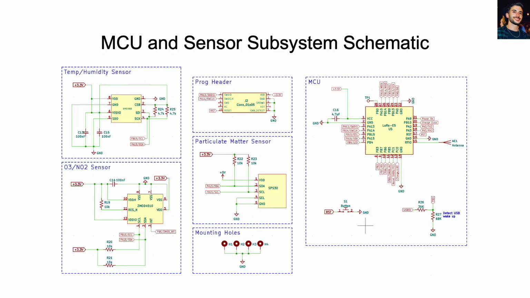This is the MCU and sensor subsystem schematic. On the top left, we have the BME 688 sensor measuring temperature and humidity. The ZMOD 4510 sensor measuring O3 and NO2 is shown on the bottom left, and the SPS-30 sensor is shown in the middle. Each sensor's serial clock and serial data pins are connected to the respective pins on the MCU. The programming header can be seen in the top middle of the schematic and is interfaced with the MCU.